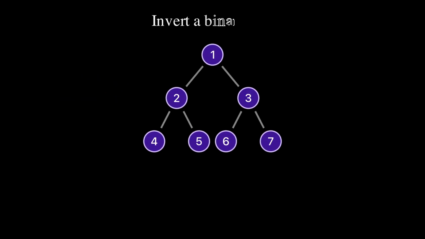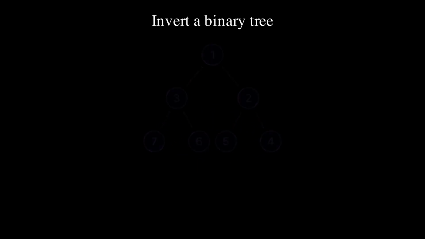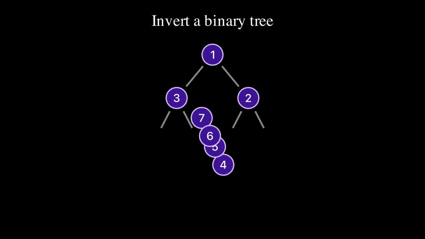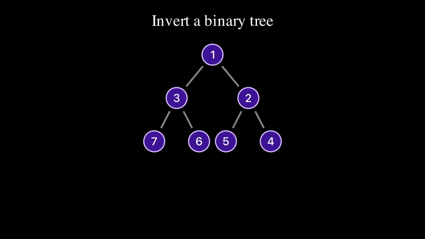In this video, we will take a look at how to invert a binary tree. We are given a binary tree and should return the inverted tree. A binary tree is called inverted if left and right children of all nodes have been swapped. Let's see several examples before writing code.